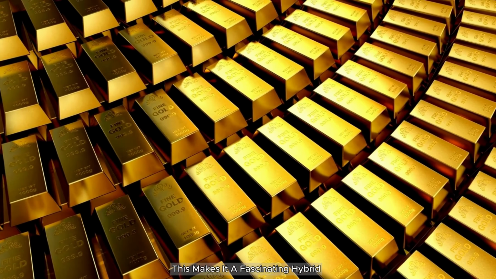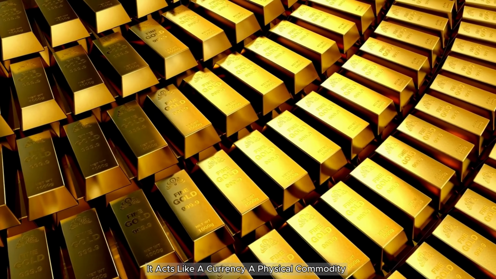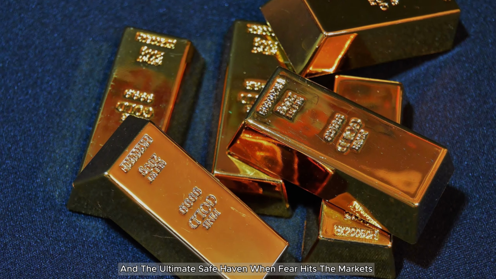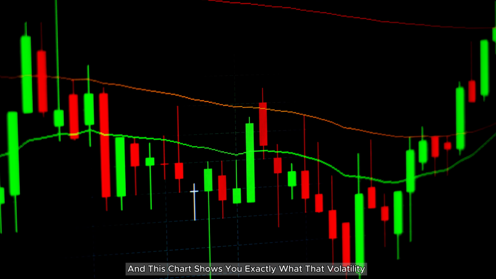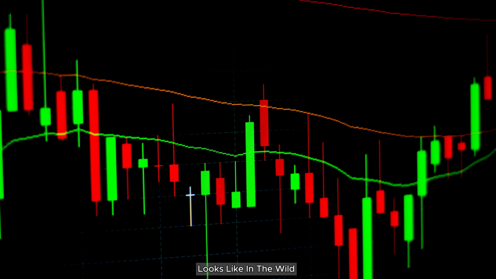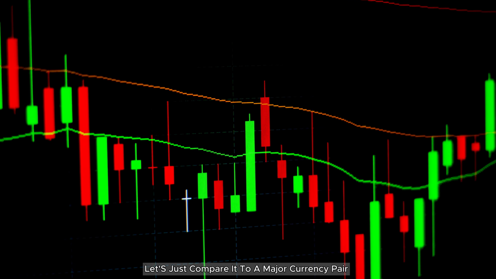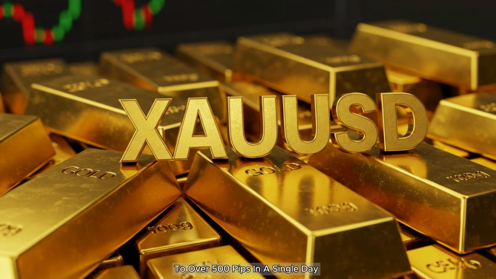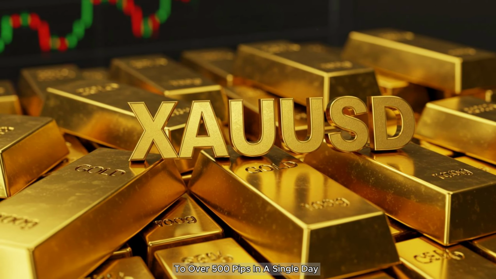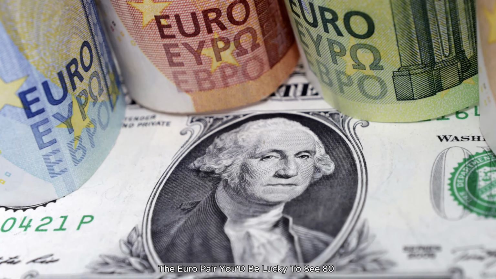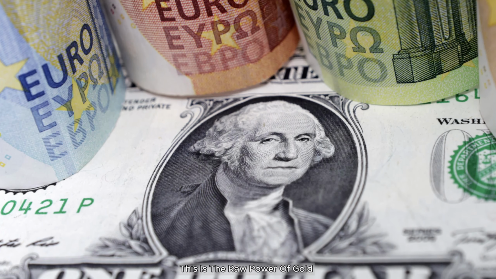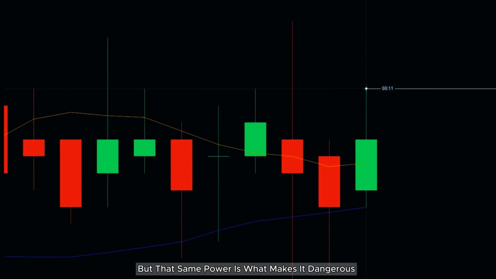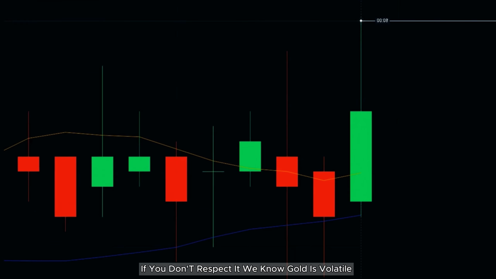This makes it a fascinating hybrid. It acts like a currency, a physical commodity, and the ultimate safe haven when fear hits the markets. And this chart shows you exactly what that volatility looks like in the wild. Let's just compare it to a major currency pair like the euro-dollar. Gold can move anywhere from 200 to over 500 pips in a single day. The euro pair, you'd be lucky to see 80. This is the raw power of gold. It offers huge potential, but that same power is what makes it dangerous if you don't respect it.